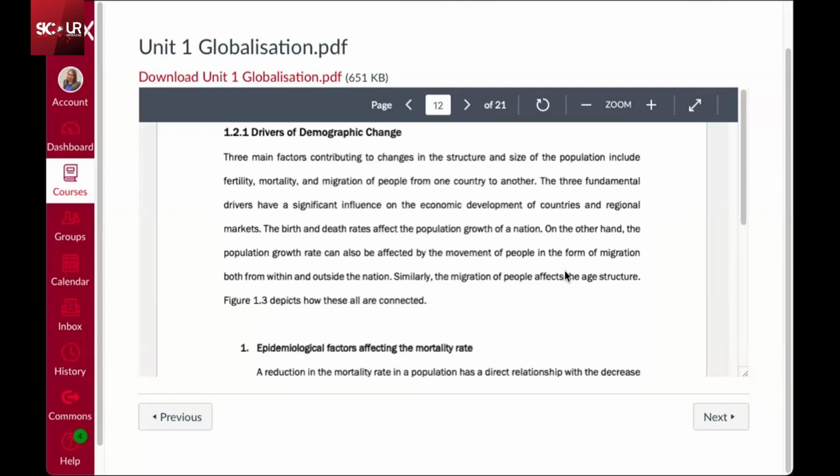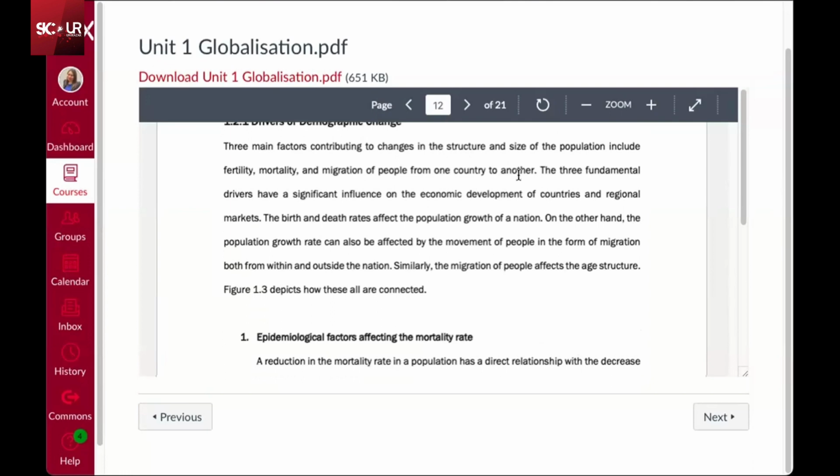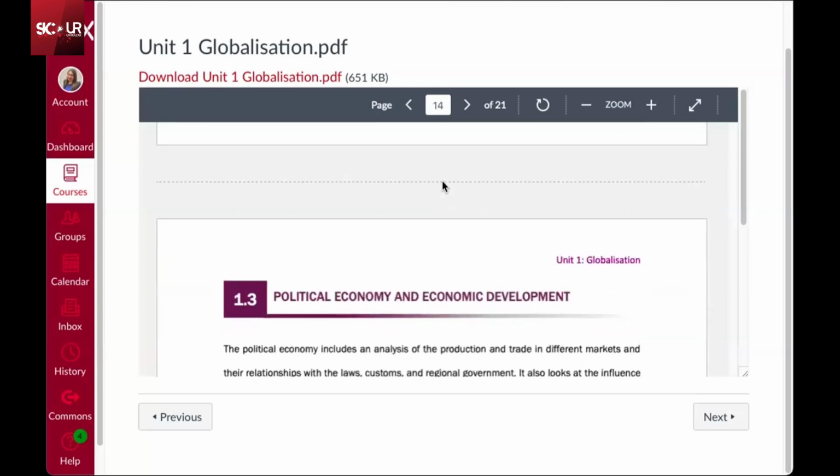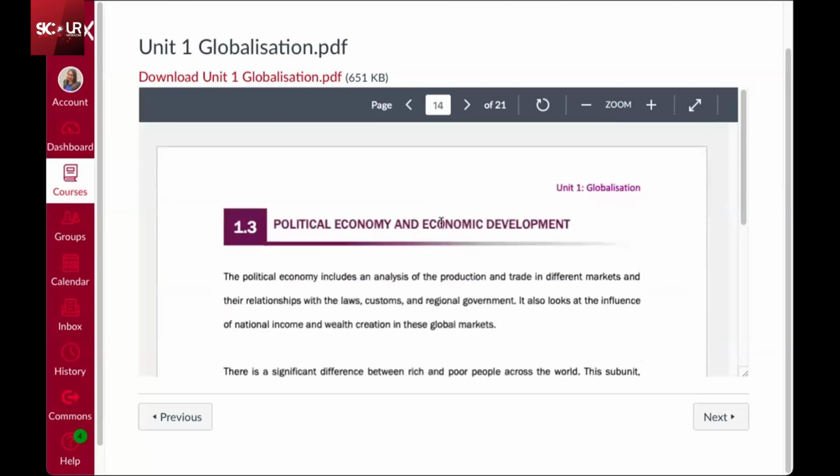So the drivers of demographic change: there are three main factors contributing to changes in the structure and size of population, including, like I've mentioned just now, fertility, mortality, and also migration of people from one country to another. I'm going to cover political economy and economic development in a later week.